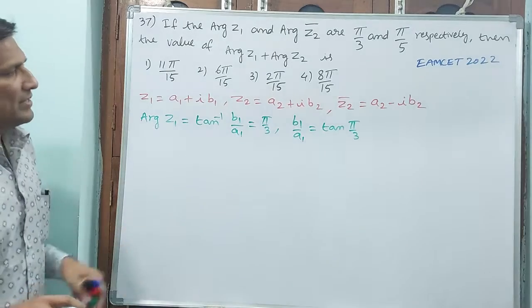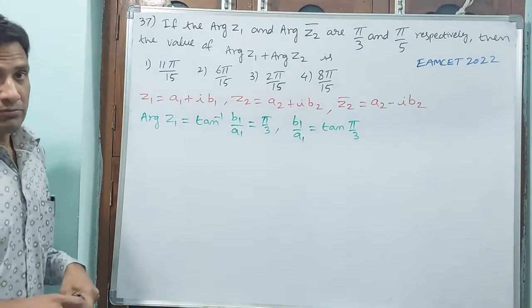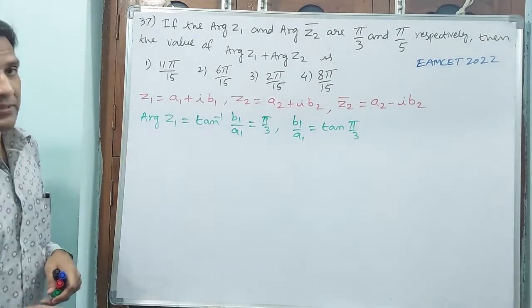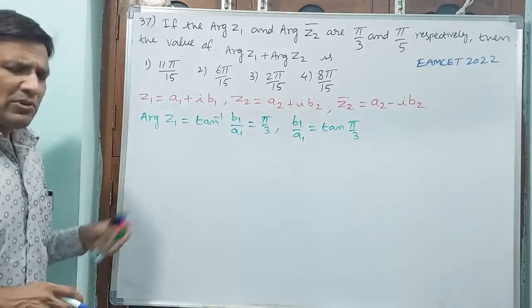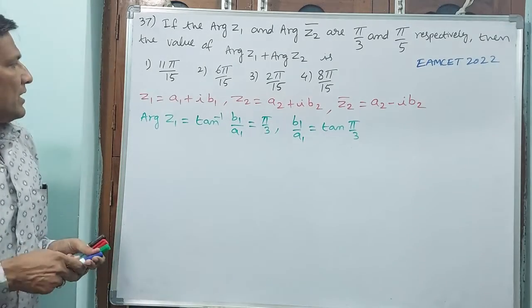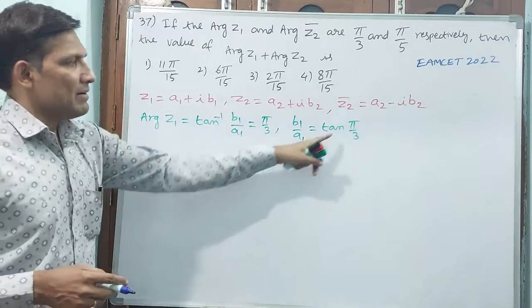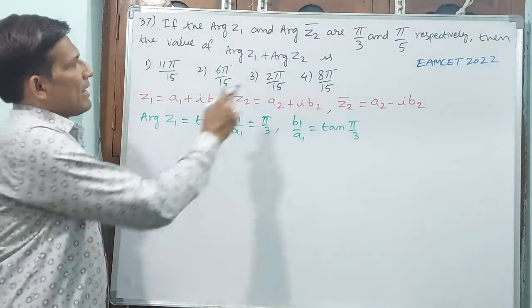Don't do anything more. Why? Because pi by 3 value you may be knowing, but pi by 5 you don't know. Then we have to do some calculation, that is why don't do that calculation. Simple question only. Observe how to proceed. This is the argument of z1, and b1 by a1 is equal to this. We have written. Okay. Now we go back again.